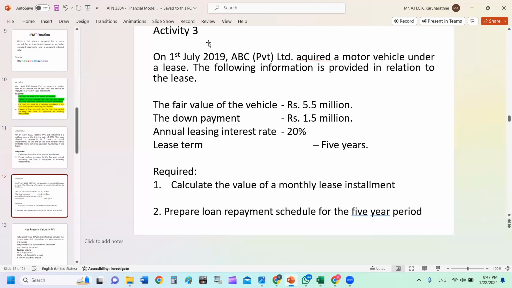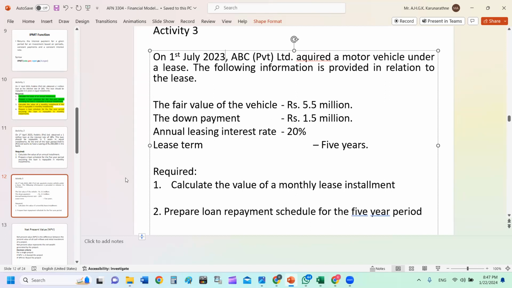We did then activity 3. This relates to, let's say, 2023. ABC Private acquired a motor vehicle under lease. The following information is provided related to the lease. We'll see whether there is anything new. Fair value of the motor vehicle: you are going to buy a motor vehicle worth 5.5 million. Down payment means you pay 1.5 million out of your own money. This is the scenario. The vehicle value is 5.5 million. What you have with you is 1.5 million. That means what is lacking? 4 million. So you are going to get a loan of 4 million from the leasing company, right? That's a simple thing. So we'll try this as well quickly.